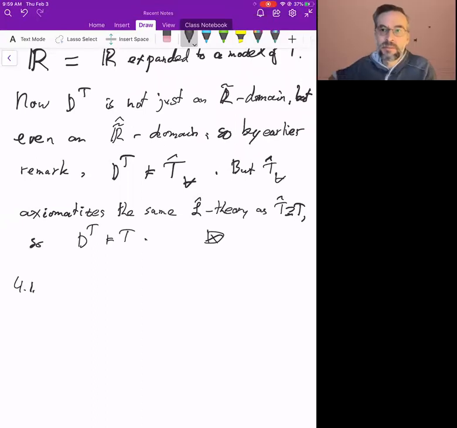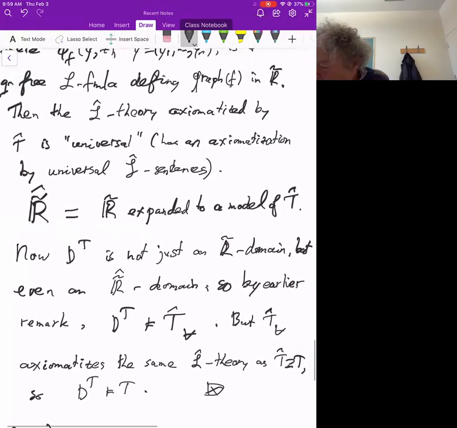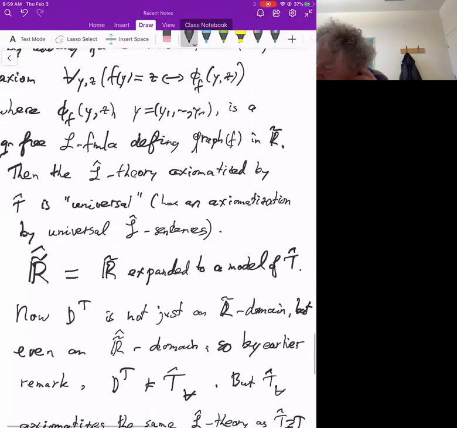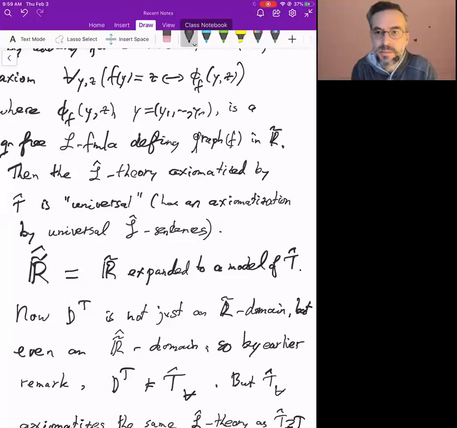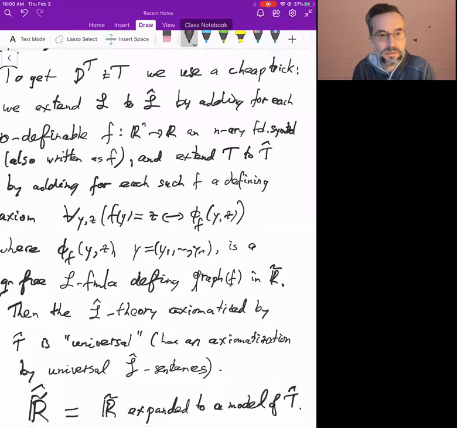Excuse me, now I have a question. Why is T hat universal? I mean, it contains... No, I'm not saying that T hat is universal. The L hat theory axiomatized by T hat is universal. But it contains T. So yes. But T is not universal.